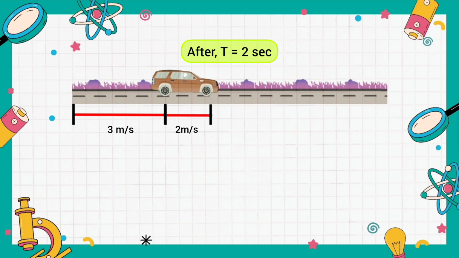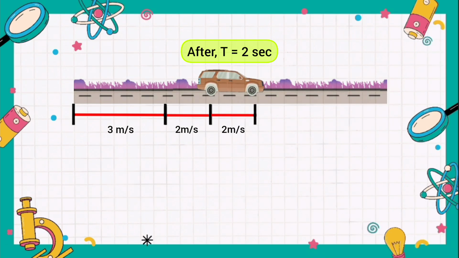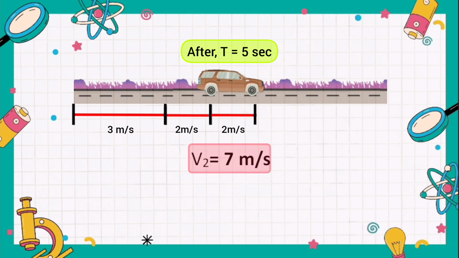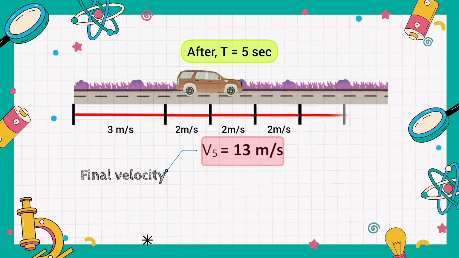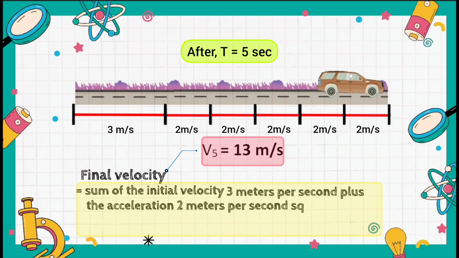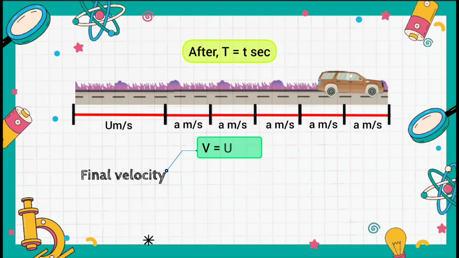During the next second, the car will again gain a velocity of 2 meters per second. If we stop the acceleration and measure the velocity as the displacement per second, we would find that the car now travels a displacement of 7 meters in 1 second. So, for every second the velocity increases by a magnitude of 2 meters per second, and finally when the acceleration stops after 5 seconds, we notice that the final velocity would be 13 meters per second, which would be the sum of the initial velocity 3 meters per second plus the acceleration 2 meters per second squared times the time interval 5 seconds. Thus, we get the required equation for the final velocity as v is equal to u plus a times t.